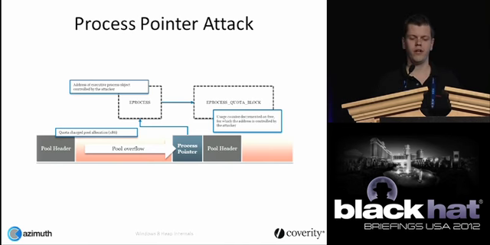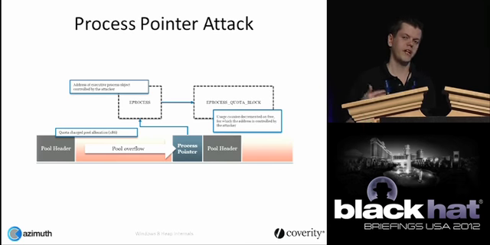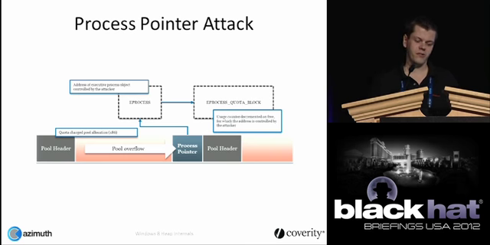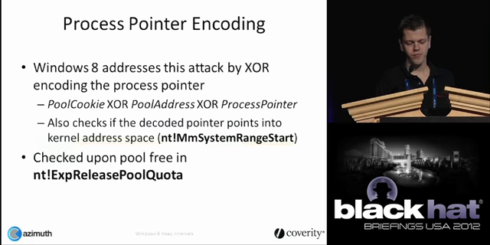You had the pool overflow. The first thing you overflow is the process pointer. So it was very easy to pull off. If you could control the length of the overflow, you didn't really need to corrupt any adjacent or bordering allocations. And this could be used to decrement any type of memory at any address.